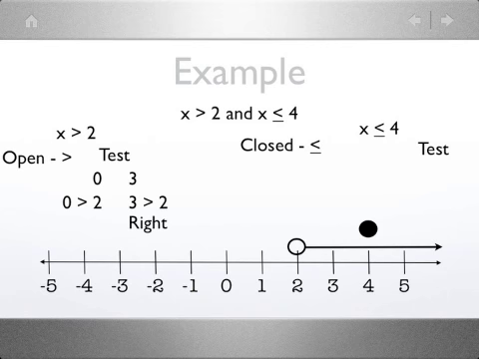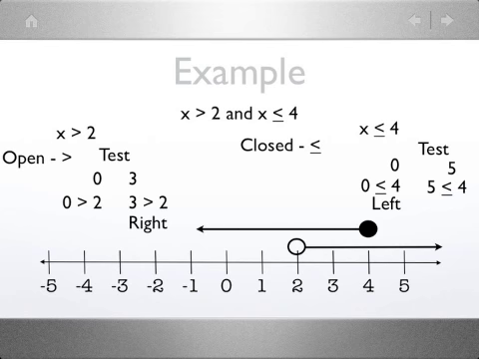Now I need to test 2 points. A number that's smaller than 4, so I'll choose 0, and a number that's larger than 4, I'll choose 5. Again, to test these, I replace the variable with the number, and then I take a look at those and see which one's true. So here I can see 0 is definitely less than or equal to 4. So that means since 0 is smaller than 4, my arrow will be going to the left.